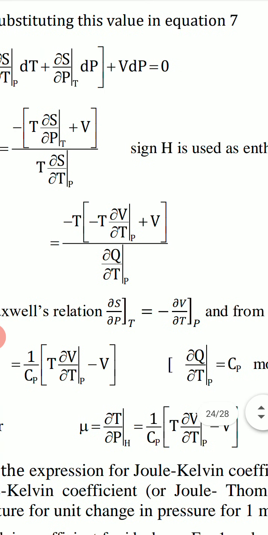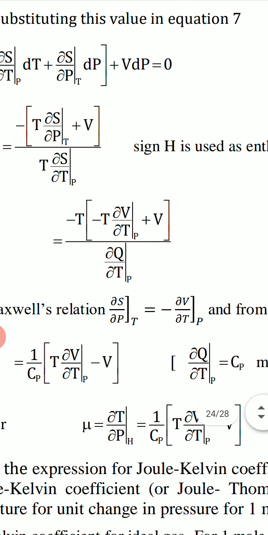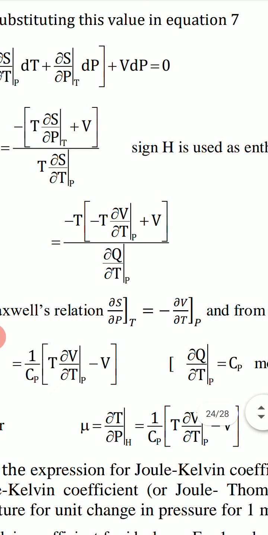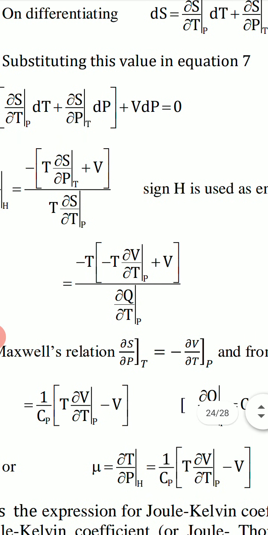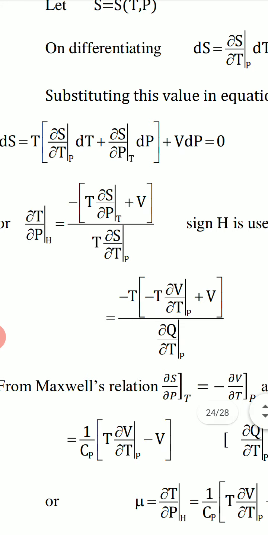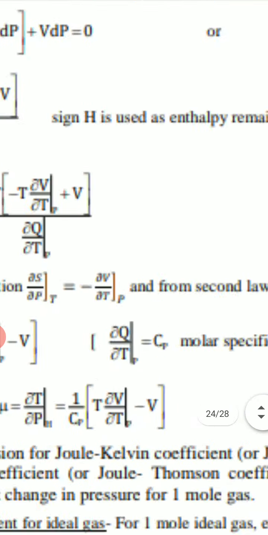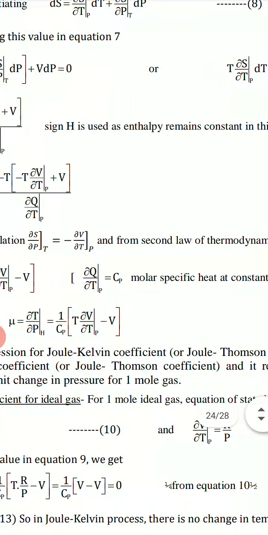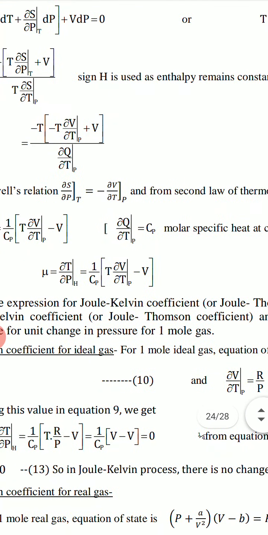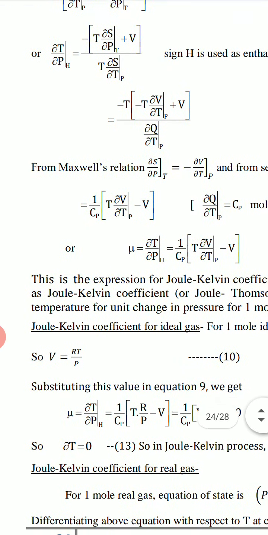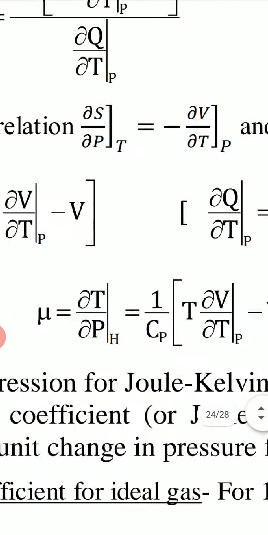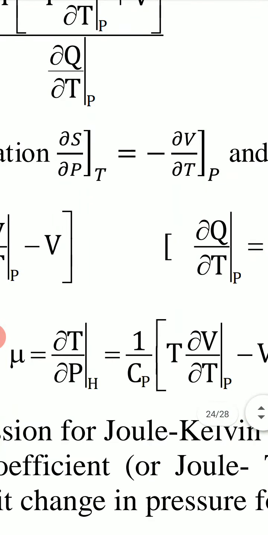Now we will use Maxwell's thermodynamic relation for (∂S/∂P)_T. We will use this relation. (∂S/∂P)_T will be equal to minus (∂V/∂T)_P.